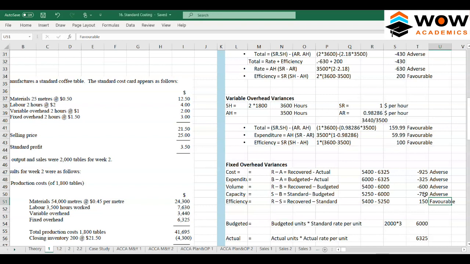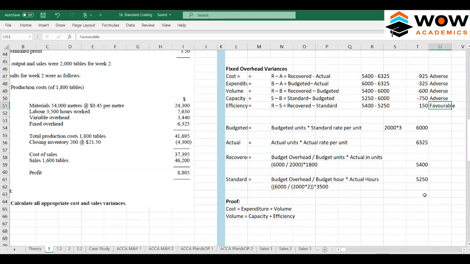Okay, so we'll work out the proof also, whether what we have done is correct or not. We can find out through proof. So proof is: cost variance is equal to expenditure plus volume. So expenditure is minus 325 plus, again a minus. I'm not sure whether it will work. So add that, and volume is minus 600. So minus 925, the cost variance is minus 925. Yes, it is minus 925.